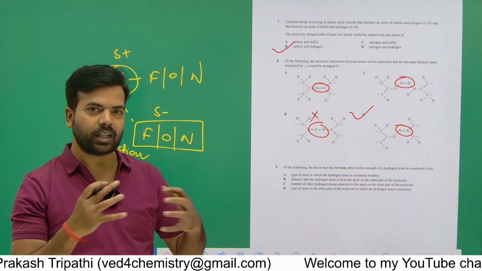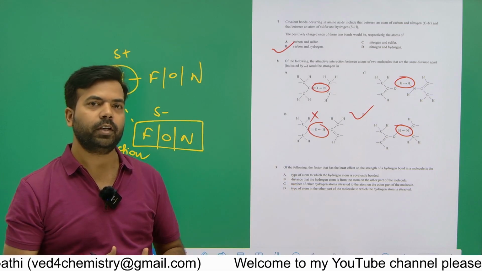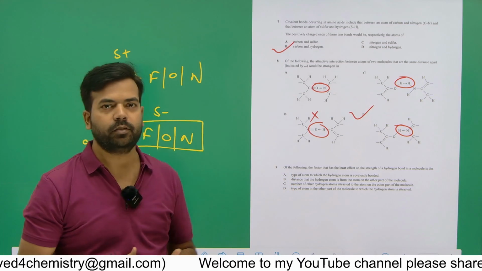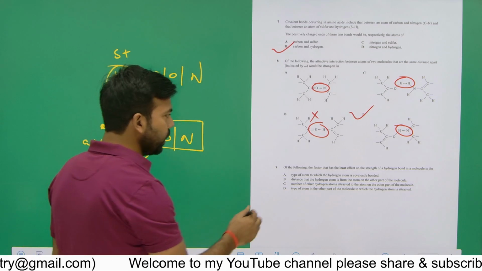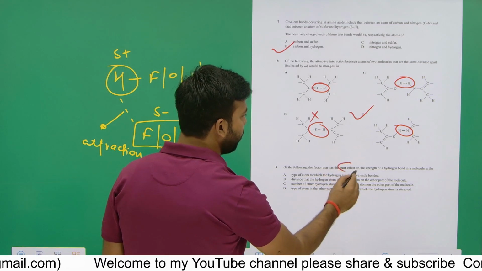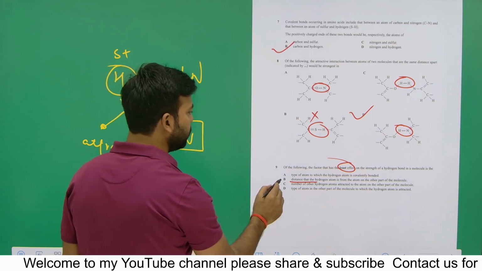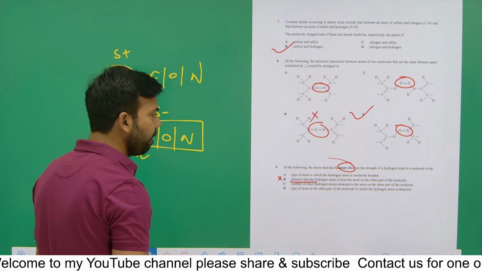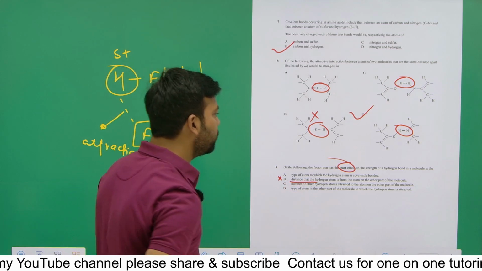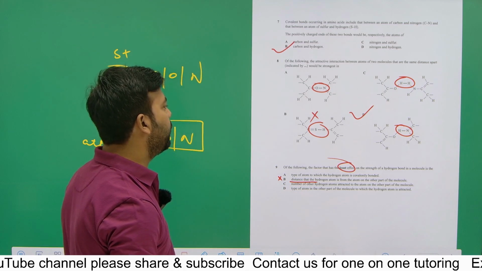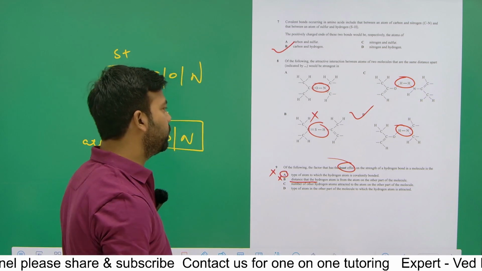So when the charges are closer, the attraction is the highest, and when they are very far, they have very low attraction, which means it depends on the distance. So you can see it is talking about the least effect. So distance is an important factor. So this is not the right. And second, first thing, type of atom to which hydrogen atom is covalently bonded. This is also very important factor. So this should not be the right choice.